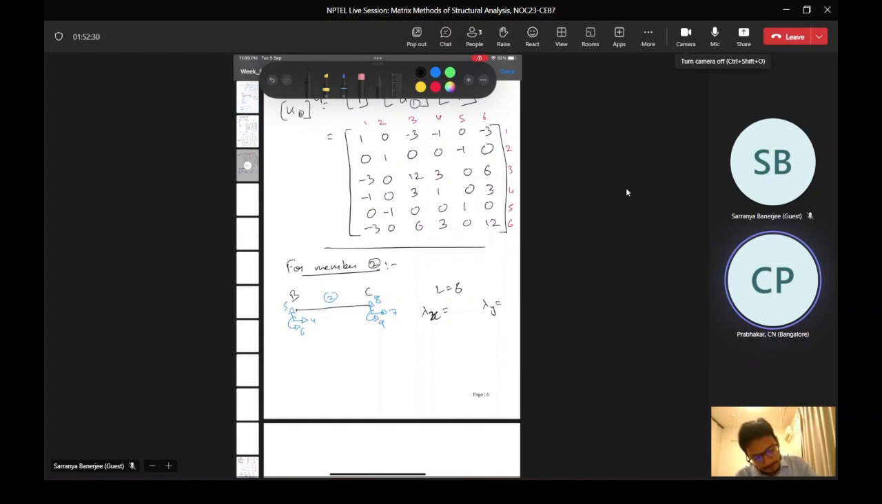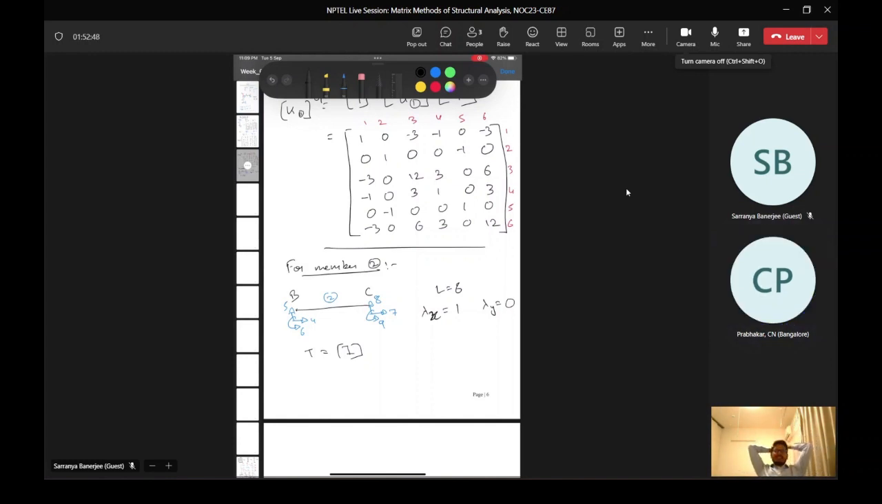Lambda x is 1, lambda y is 0, exactly. So your transformation matrix becomes the identity matrix. What happens if I change the initial node and the final node? Still, do we need to do the transformation? Is it required or not required?